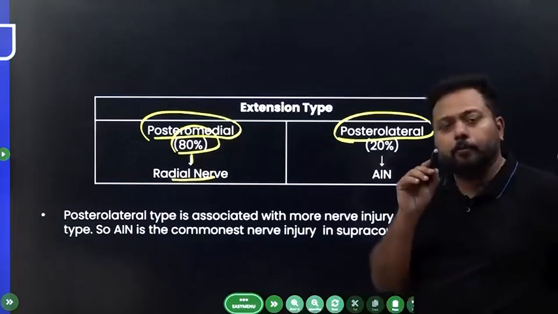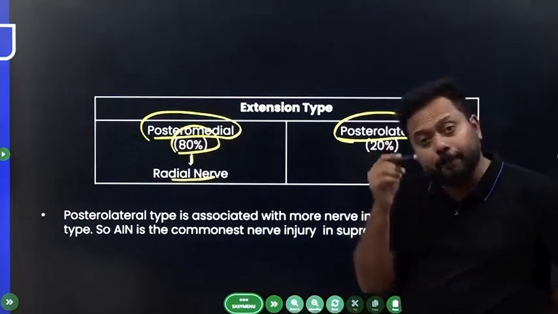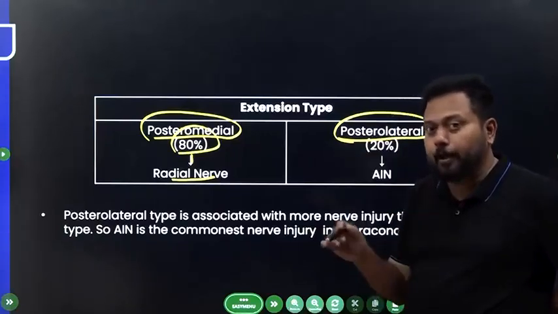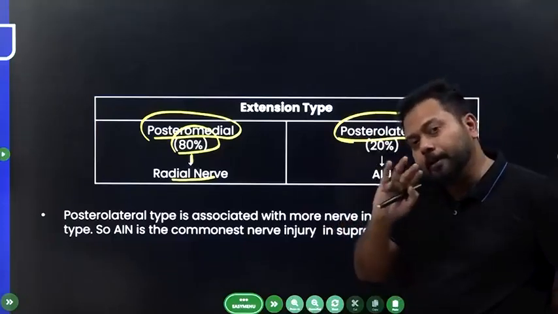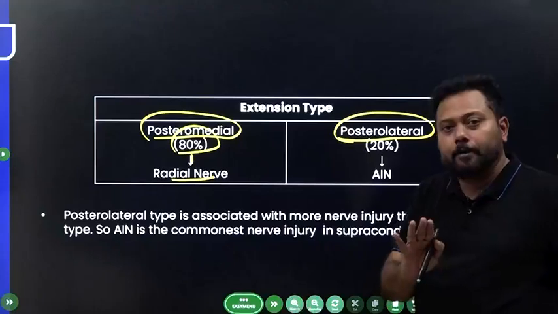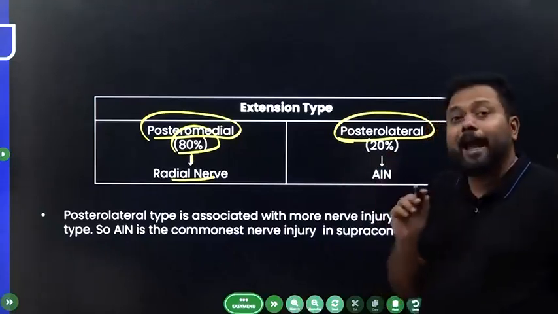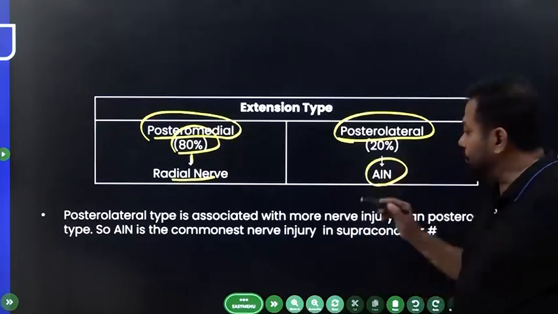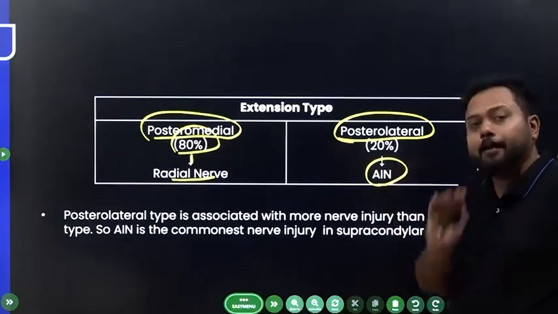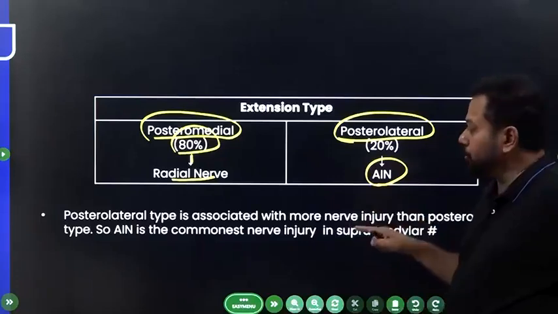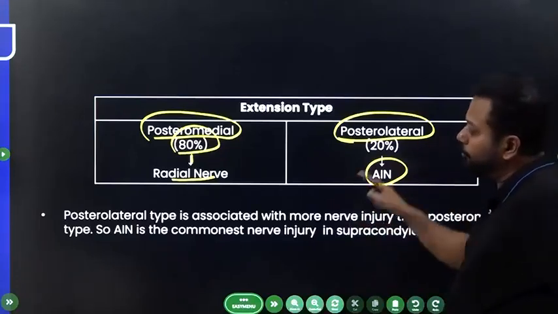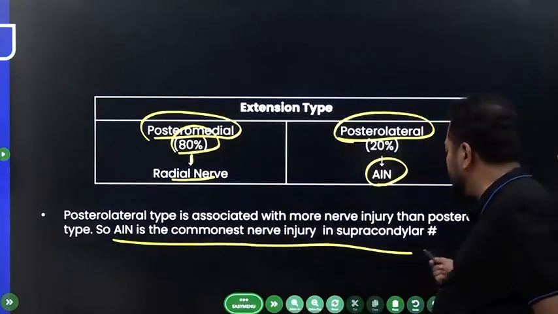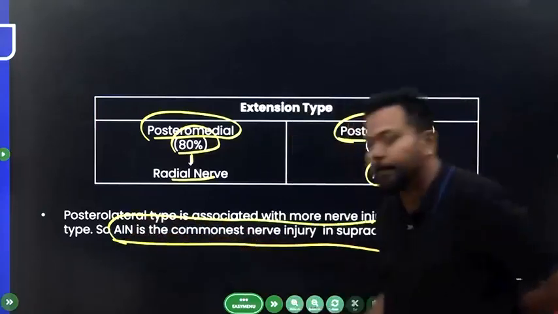You all know the supracondylar fracture is divided into extension type and flexion type. Extension type is the most common type. Extension type is subdivided into posteromedial and posterolateral. When there is posteromedial displacement, it hinges on the radial nerve, so the radial nerve may get damaged. If it is posterolateral, it may hinge on the anterior interosseous nerve, which you know pretty well is a branch of the median nerve. So that may get damaged. The catch point is, posterolateral type is associated with more nerve injury than posteromedial type. So anterior interosseous nerve is the commonest nerve injured in supracondylar fracture. 10 lakh times repeated MCQ.